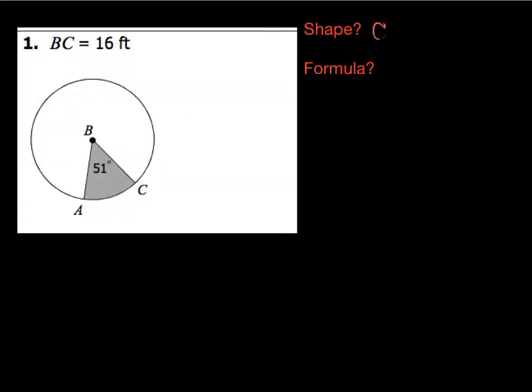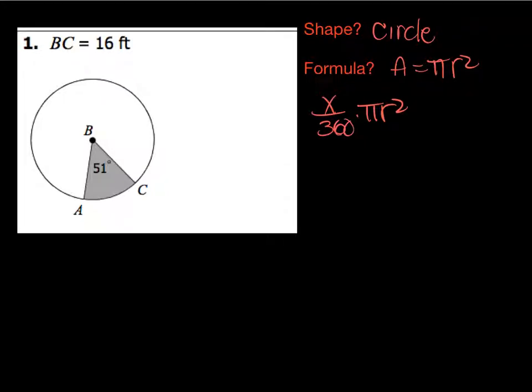So what's the shape? It is a circle. What's the formula? The formula for a circle is area is equal to pi r squared. However, this isn't the whole circle, it's a part of the circle. So we're going to have to do x over 360 times pi r squared.